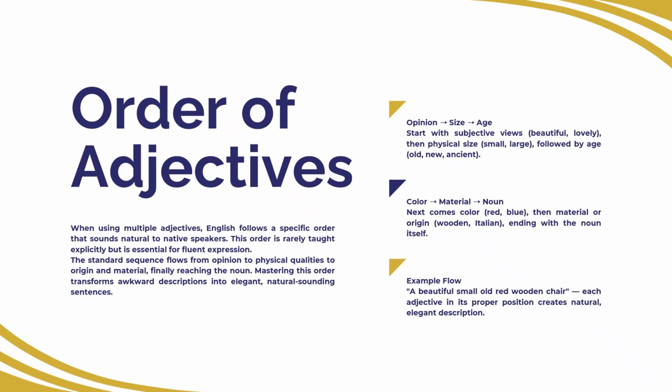Order of adjectives. Now this is where most learners struggle. Adjectives have an order: opinion, size, age, color, material, noun. Example, a beautiful small old red wooden chair. It sounds natural, but if you say red small beautiful chair, it feels wrong. So, English is not just about words, it is about order.